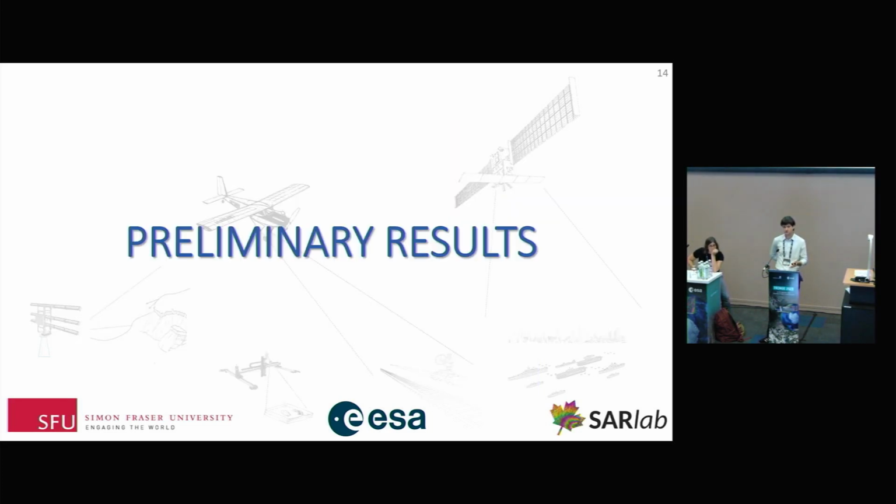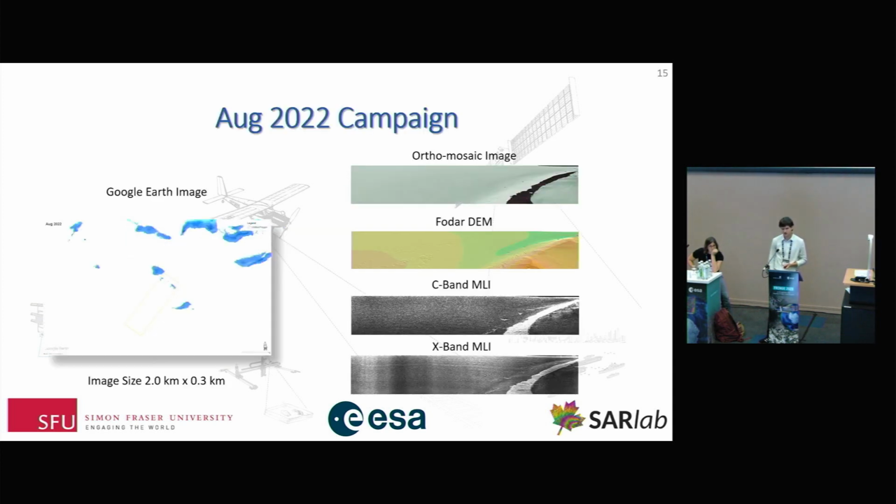So now I'll present some preliminary results. These are by no means a final analysis, but just an example of what we've done with this so far. So this is from the August 2022 campaign. You can see the various products that we're working with on the right-hand side here. So this is an orthomosaic, which is all of the FODAR images stitched together. So it's like an aerial photograph. Then the FODAR DEM that we generated over the glacier, and then an MLI from the C-band and X-band images.